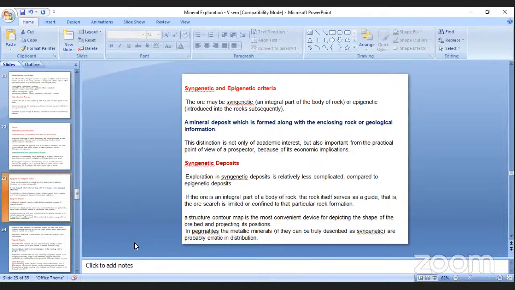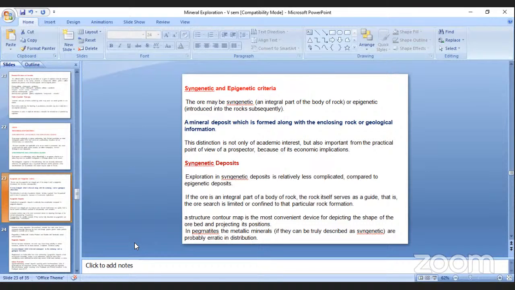First, the syngenetic mineral deposits. A syngenetic deposit is formed along with the enclosing rock or any geological formation. That means if there is any geological formation already formed, along with that formation, which may be a rock body or whatever it is, the mineralization deposit will be formed. Such a type of formation is called a syngenetic formation.